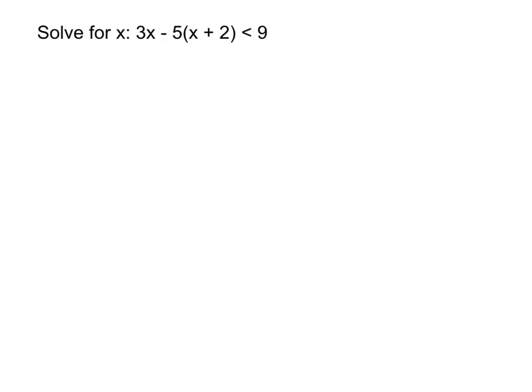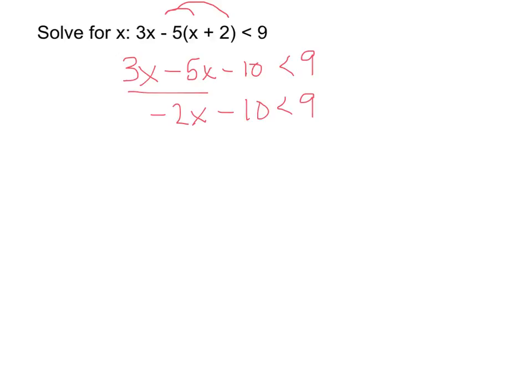So we're going to go ahead and start off. The first thing we need to do is get rid of the parentheses, and we're going to do that by distributing the -5 to the parentheses. So we get 3x - 5x - 10 < 9. Now we're going to combine like terms. 3x - 5x is -2x, so -2x - 10 < 9.